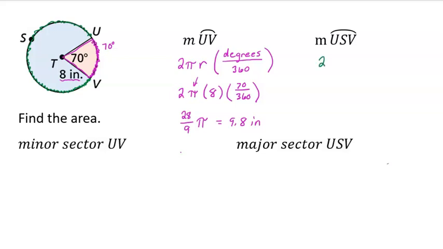I have 2 pi, and then times my radius, which is 8. And then we need to figure out our degree measure for this one. Well, if I know that there are 360 degrees in a circle, and this portion is 70 degrees, that means that this has to be 290 degrees. And so from here, I would put 290 divided by 360.